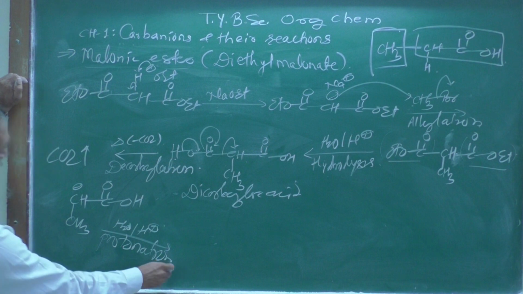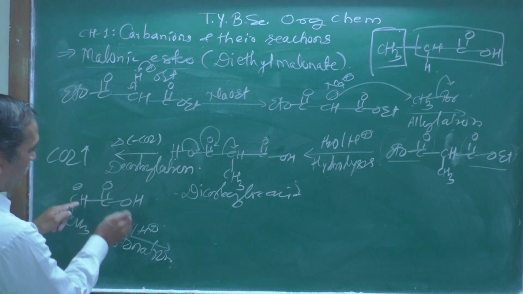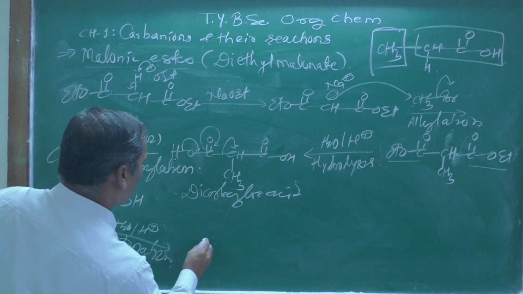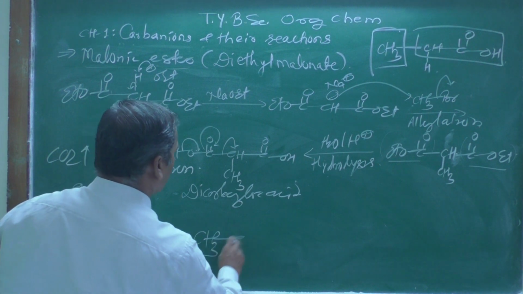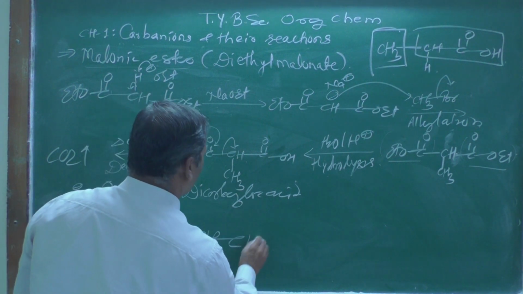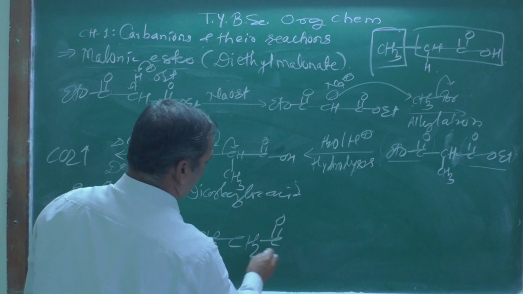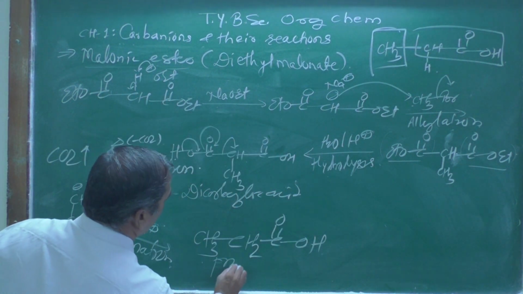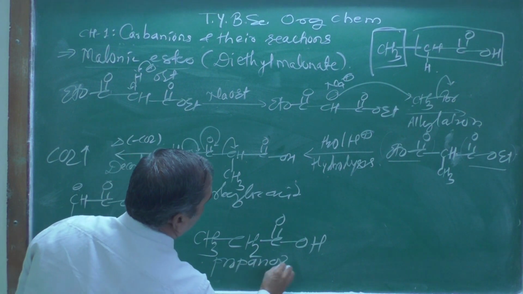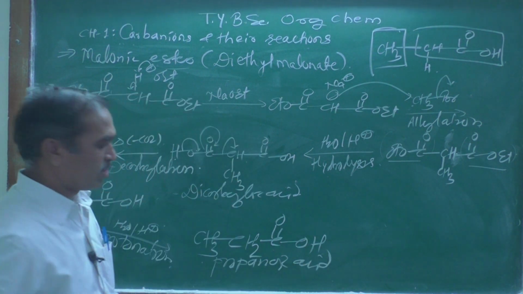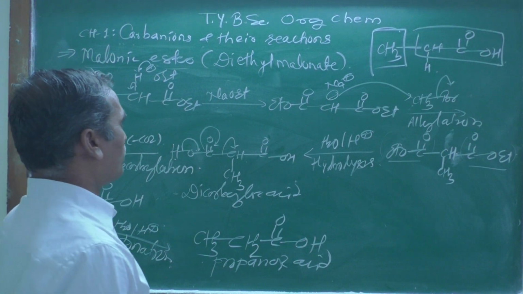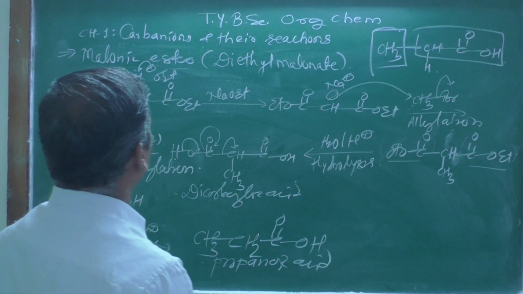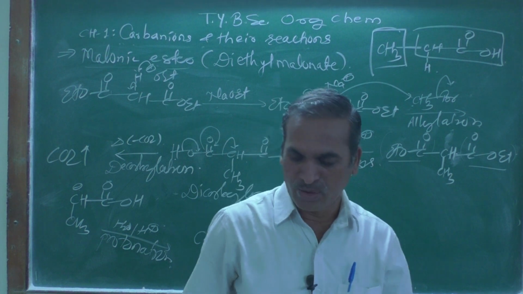This process is known as protonation, and this will pick up the proton from here, and we are going to get here CH3, CH2, then C double bond O and the OH. This is nothing but our propanoic acid. So this is the product we got over here. I think with this we have completed how the malonic ester synthesis works.